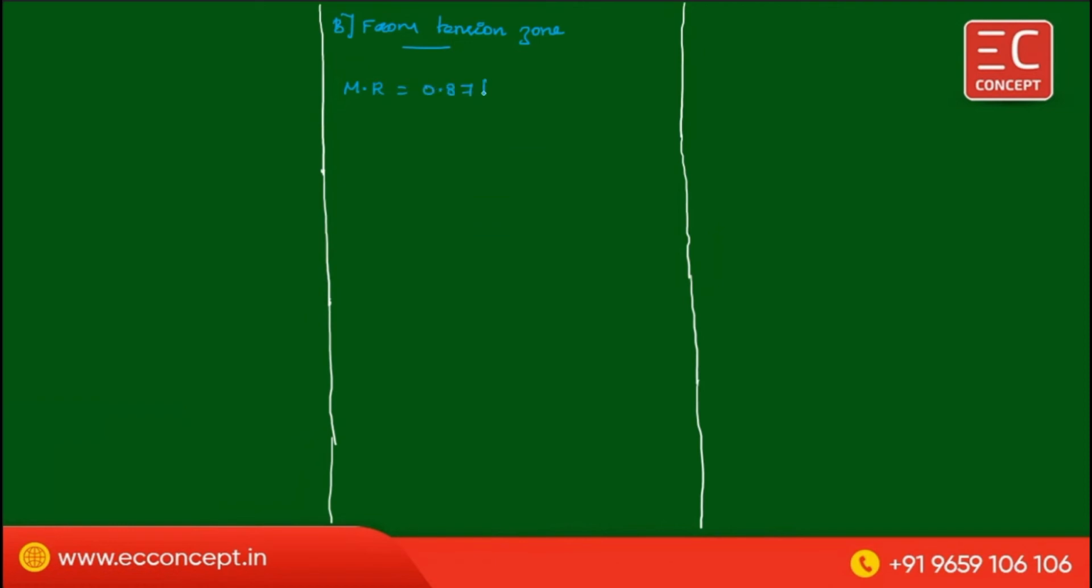This tension force is equal to 0.87 Fy AST. Then d minus 0.42 Xu limited, which is equal to 0.87 Fy AST, d minus 0.42 K into d, that we know. 0.87 Fy AST into d, 1 minus 0.42 K. This is the moment of resistance. Now we can write 0.87 Fy AST into dj.